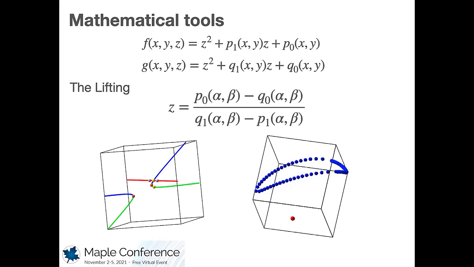The lifting of the cut curve can be done easily using this equation. This equation is obtained by combining polynomials f and g, setting f equal to g, and solving this equation with respect to the z variable. The points where we can use this equation are those where the denominator does not vanish.